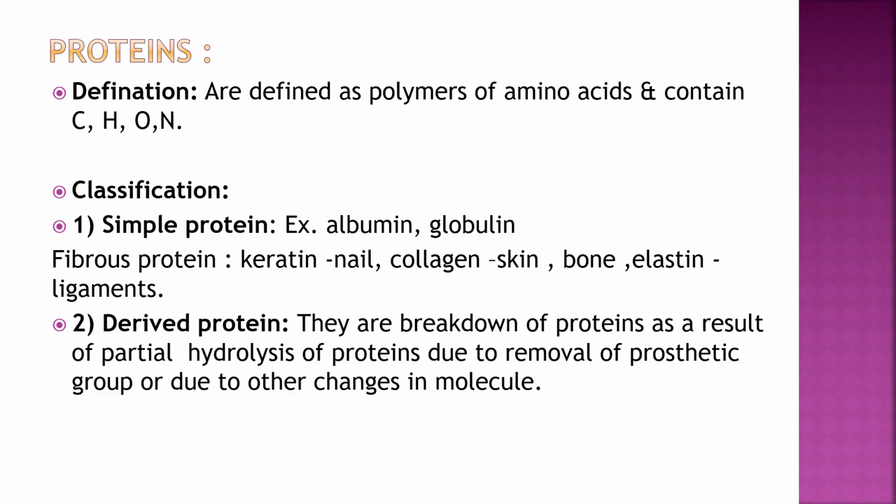Classification: it is simple protein, derived protein and conjugated protein. Simple protein means it is only protein. Examples: albumin, globulin, or keratin which is present in nail, or collagen which is present in skin and bone, or elastin which is present in ligaments. Derived proteins are breakdown products of the proteins during digestion.